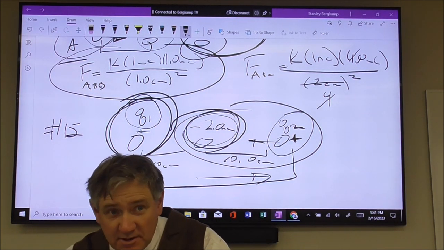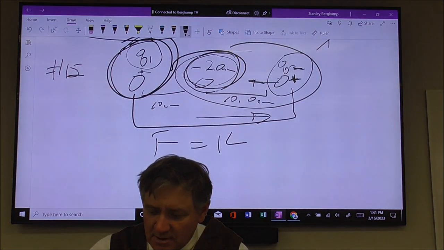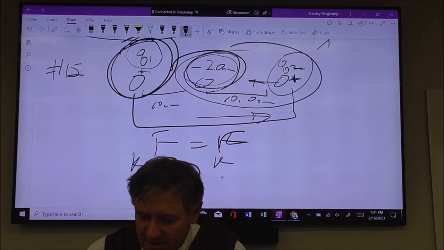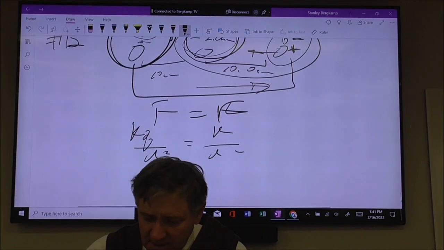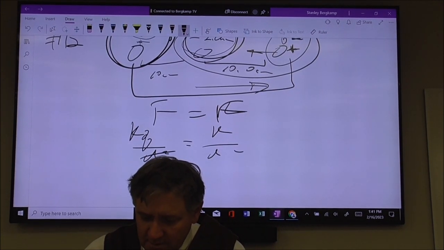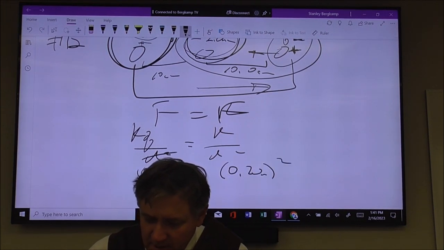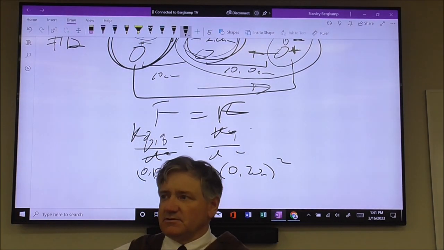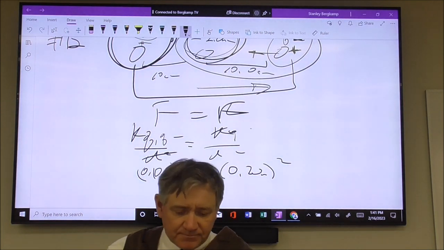You could, okay? You could set the two forces equal to each other, and you could go, oh, that's K, and that's K, and that's divided by D squared, and that's divided by D squared, and that's going to be 0.1 meters squared, and that's going to be 0.20 meters squared, and your K is going to cancel out, and that's going to be Q1, Q2, Q1, Q2, and you're still going to get to the same point, okay?